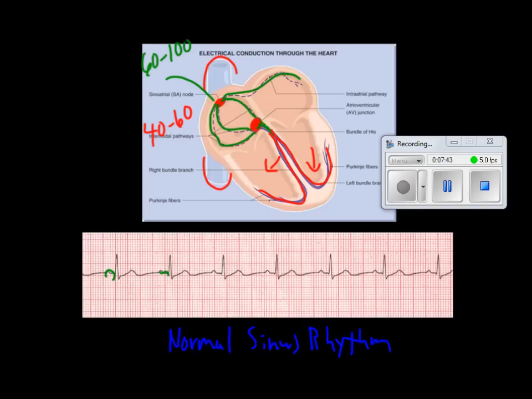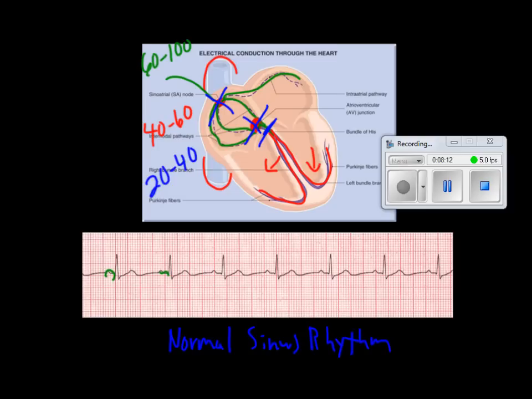However, if we have failure, so let's say our SA node is not firing, our AV node is not firing, and our junctional tissue, which is about somewhere in here, is not firing, the ventricles may become the dominant pacemaker of the heart, where their intrinsic rate is 20 to 40. So they're going to start contracting the heart 20 to 40 times a minute, which is not good enough. It's not going to sustain life. It's incompatible with life after so long. So they're getting really sick.